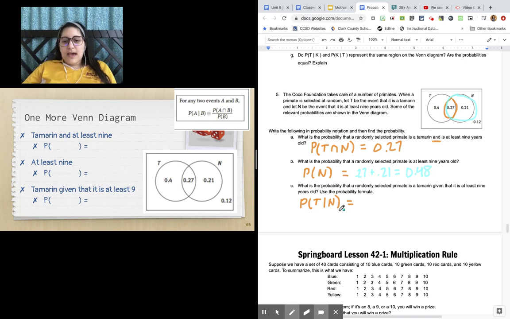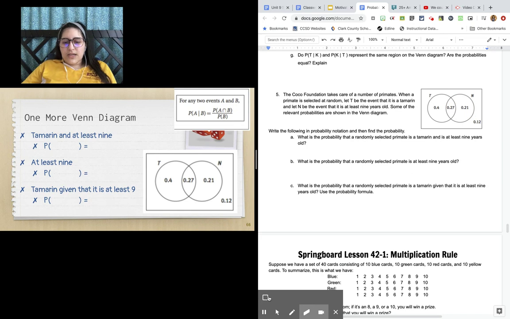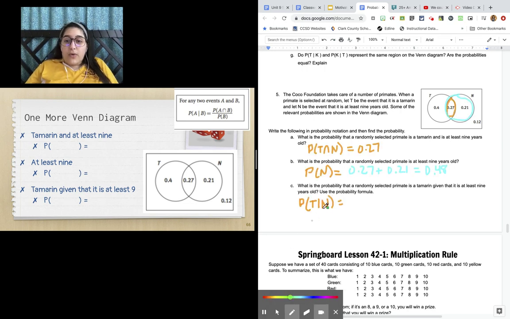Okay. And then my last one is, what's the probability that a randomly selected primate is a tamarin given that it is at least 9 years old? So that's T given N. And I'm going to write the probability out with the definition so that you can see what this looks like. So remember, it's the and probability. Oh, whoops. Oh dear, I erased my whole screen by accident. Give me 1 second. I have to rewrite these. Okay, we're back. Sorry about that.